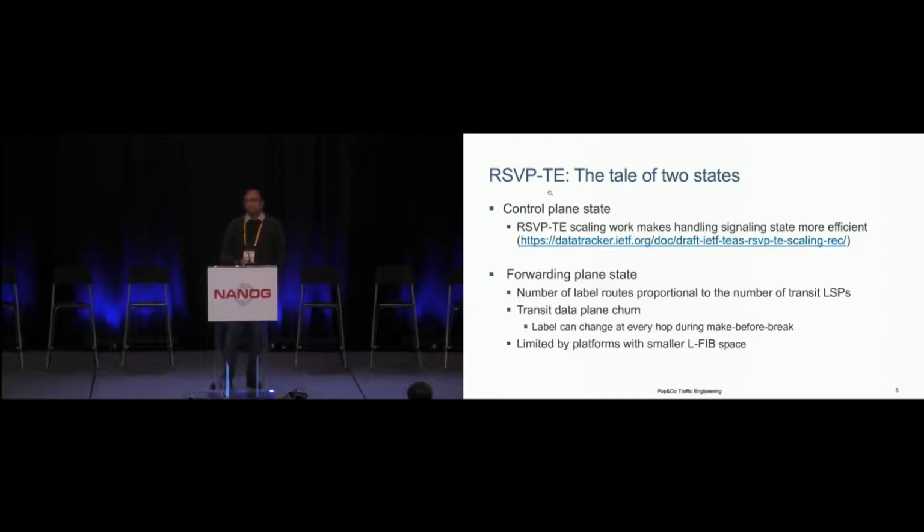So let's look at the states, right? RSVP, people always talk about state. There's control plane state, obviously. It's a signaling protocol. It goes along and creates state on every node. It does bandwidth admission control fundamentally with that. There's a lot of scaling work that's happened in the IETF. I think the draft on the slide is just about to become an RFC. It has a lot of recommendations and summarizes all the scaling or efficiency extensions.